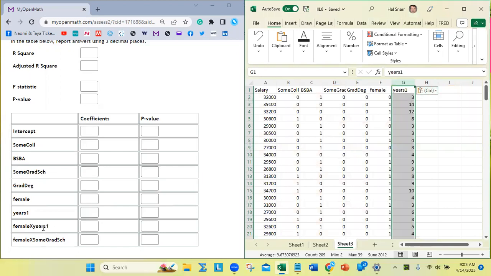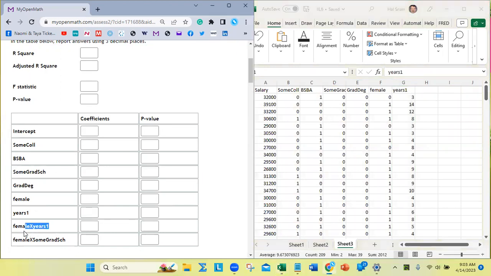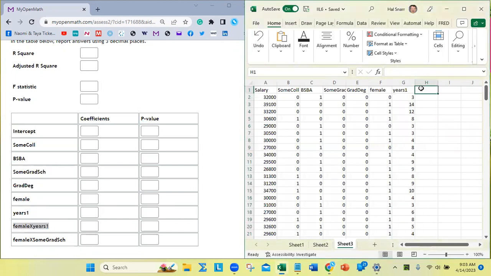And now I got to make 2 variables. The first variable I'm going to make is female times years 1. This is called an interaction term. Okay, so I want to multiply female by years 1. So in H2, I'm going to type equal, then I'm going to get female, and I'm going to multiply with the asterisk by years 1. Okay.